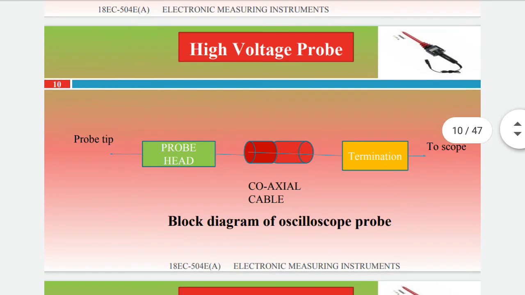Now you can see the block diagram of the oscilloscope probe. It consists of a probe tip and probe head, and there is a coaxial cable and termination circuit, and next the final part, that is connected to the scope.